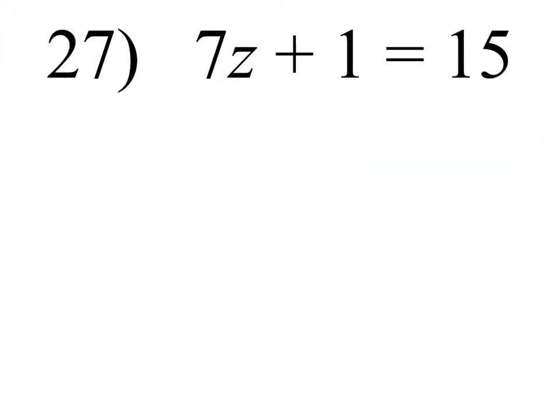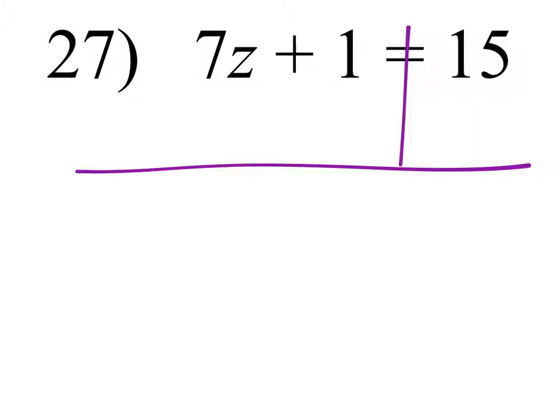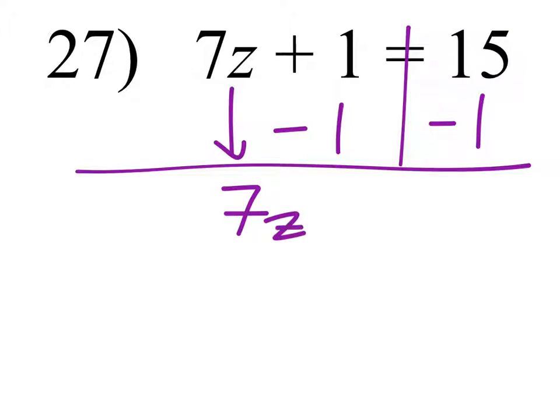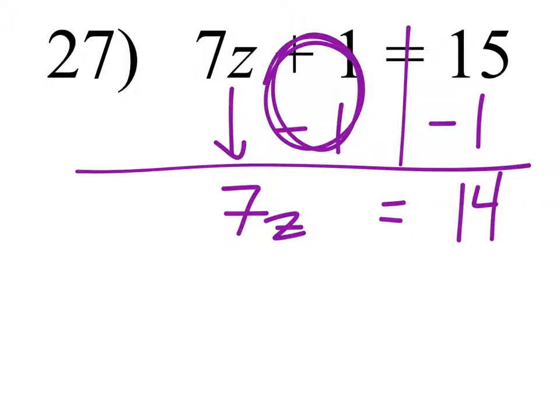What are we going to do first? Yeah. Get rid of the 1. Bam, how do we get rid of that 1? You subtract 1. So that gets the 7 z's all by themselves, because that becomes a 0. And what's 15 minus 1? 14. So what are we going to do now? Divide. Divide by what? Divide by 7. That is correct.